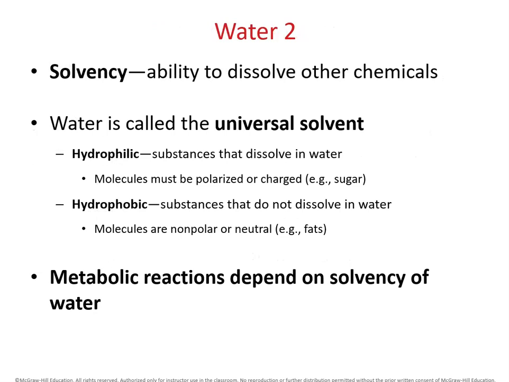So we're going to jump right in here and talk about water. Water's first important property is its ability to dissolve other chemicals in it. We call water the universal solvent because so many different molecules are able to dissolve in water. If something can dissolve in water, we describe it as hydrophilic. Hydro meaning water, philic meaning loving. So molecules that are charged in particular, or polar with a difference in charge between the two sides of the molecule, tend to dissolve very easily in water.